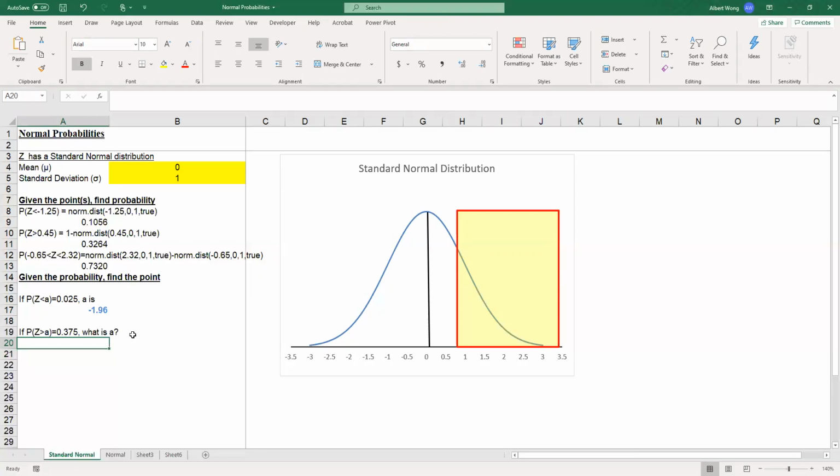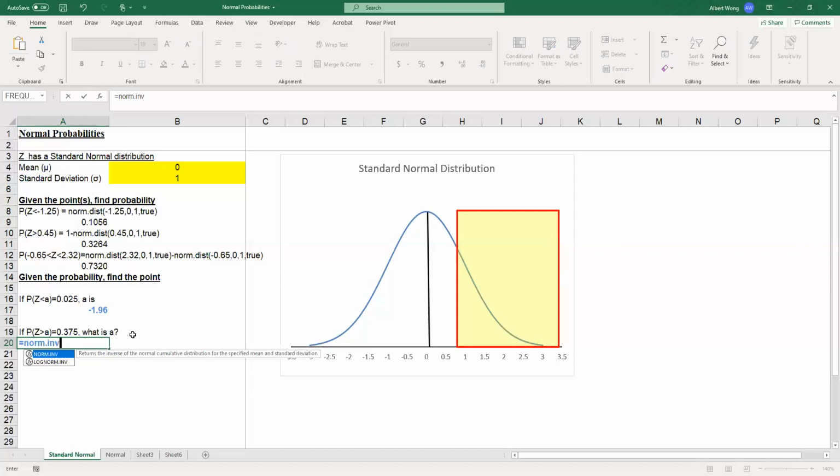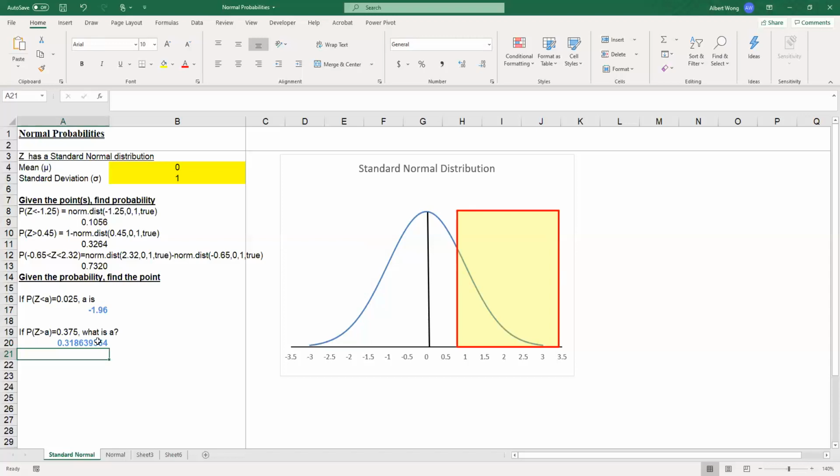So again, we use the same function, equal sign, norm.inv. Instead of putting 0.375 into the function, we put 1 minus 0.375 into the function because we know the upper tail, but when we use a function, we need to put in the area of the lower tail. And then the mean is 0, standard deviation is equal to 1, and the answer is, because we are finding a point, just 2 decimal places, 0.32.